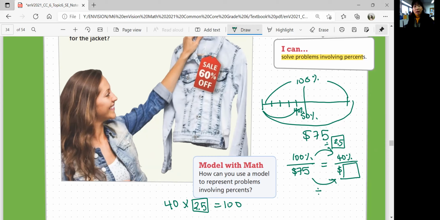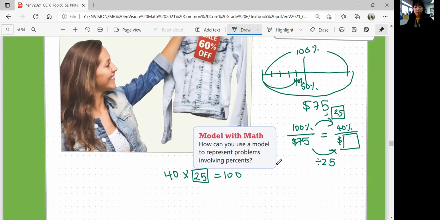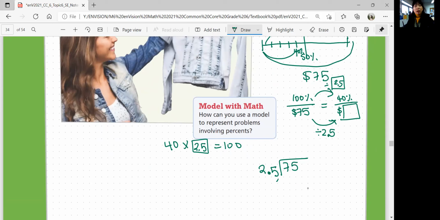And we want that missing number. So 75 divided by 2.5 should be the price equivalent, okay? So divide 75 by 2.5. And then you have 750 divided by 25. So 25 goes into 75 how many times? 3 times. So you have 30, and it's $30.